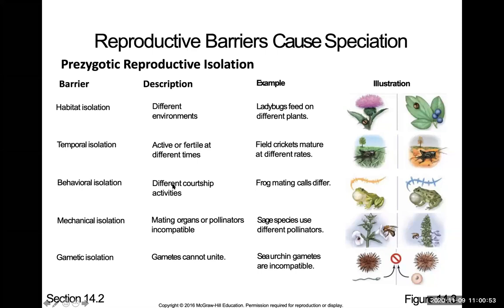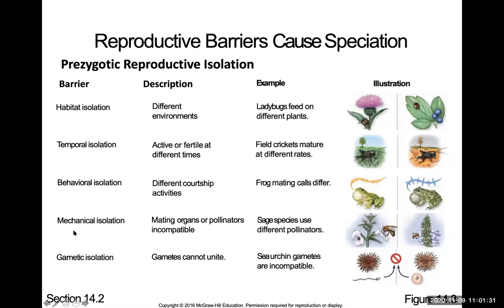Then there is behavioral isolation. Some animals have different courtship activities. Sometimes they do a dance or they make mating calls. You can think of it as more of a cultural thing. Maybe this frog makes a mate call and this frog doesn't recognize that call. So in this case, there's no mating that's going to happen because there's a behavioral difference between these two frogs. Even though they might be compatible, since they don't recognize the call, they might not agree to mate.